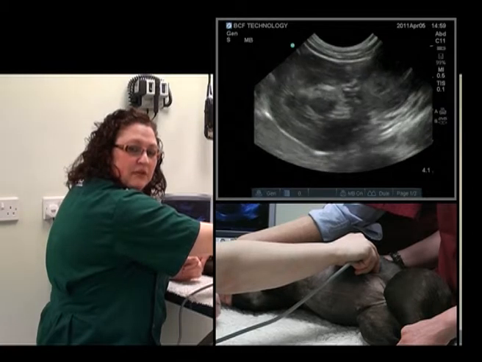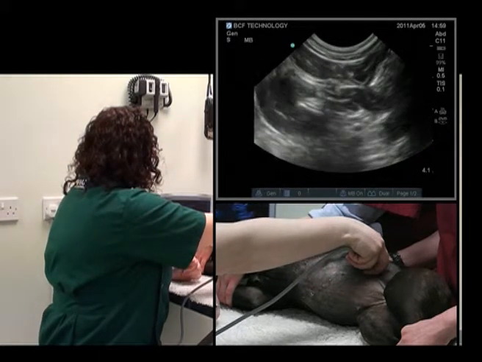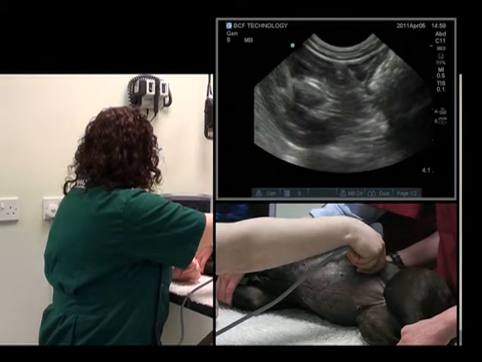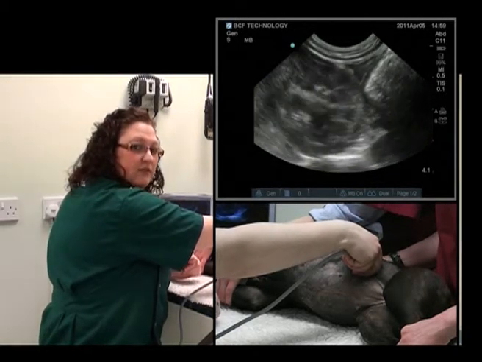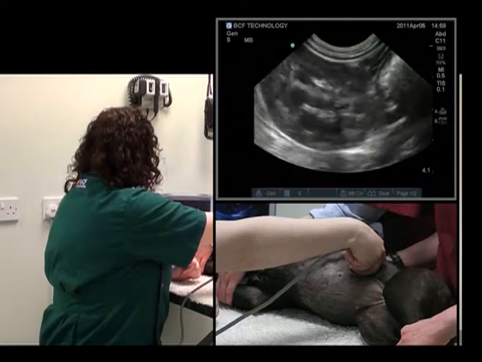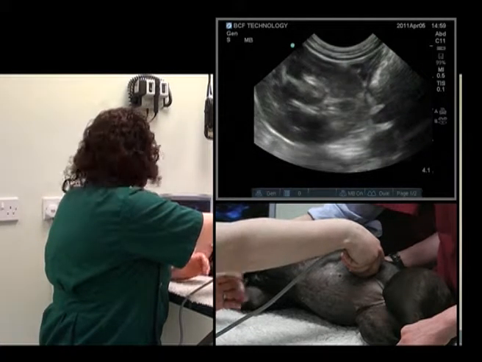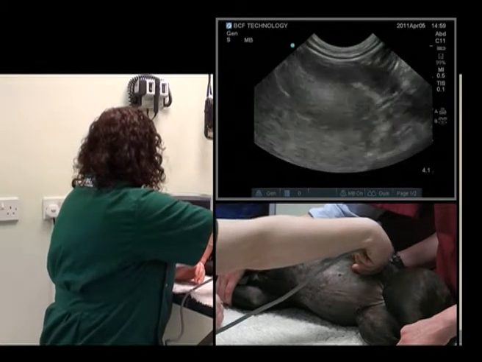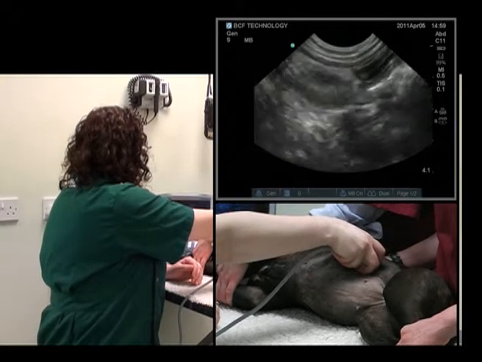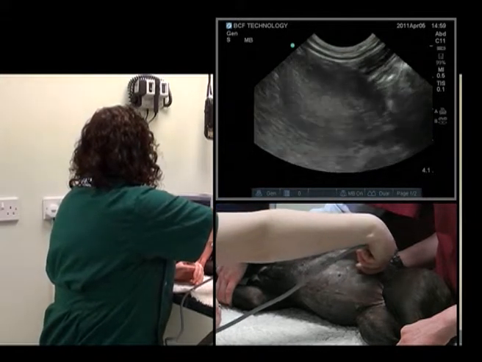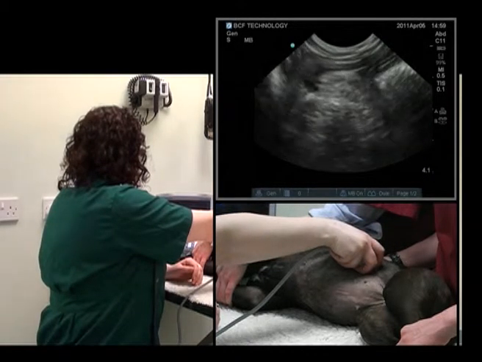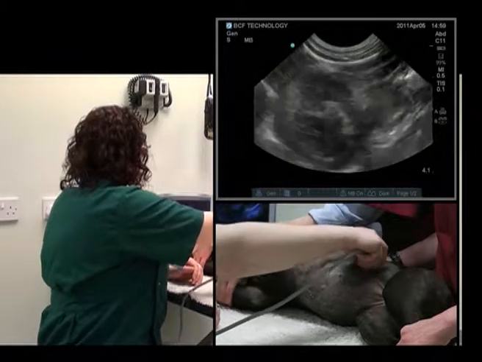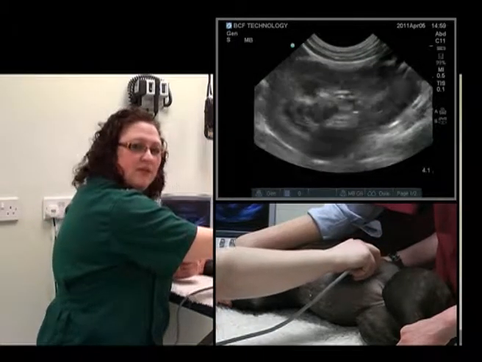Then we can rotate 90 degrees clockwise. It's important to always keep it in the center of your screen. And then we can fan caudally and cranially to see the entirety of the kidney. Now I've seen the entirety of the kidney.